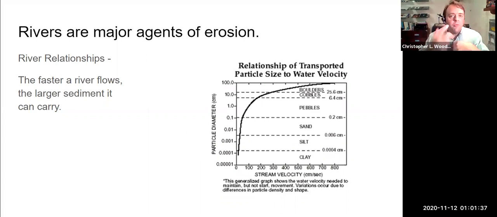But rivers, the faster they go, the bigger the stuff that they can carry. And so as it slows, it drops off smaller and smaller stuff, so that by the time it reaches the ocean, the only thing that it can carry is small little particles.